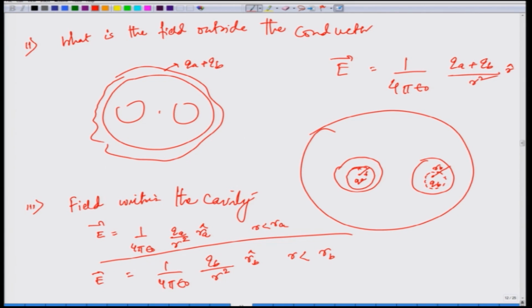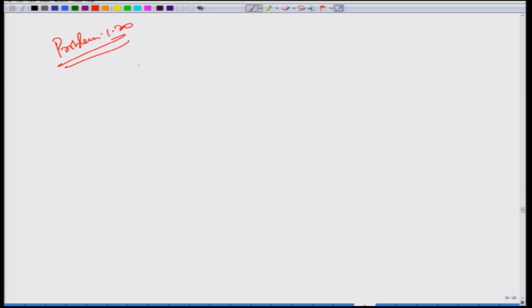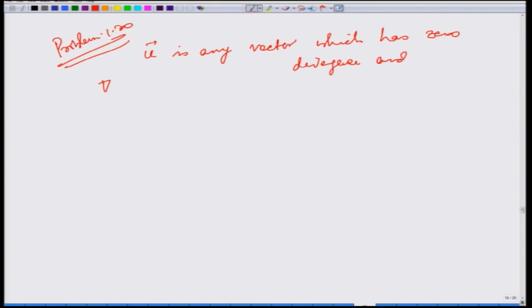So we are left with problem 1.20 actually. What problem 1.20 says is to calculate a vector that is divergenceless and also curlless. So we are supposed to find any vector U which has 0 divergence and 0 curl. So the condition is that divergence of U should be 0 and curl of U should be 0. So it's a very easy question.